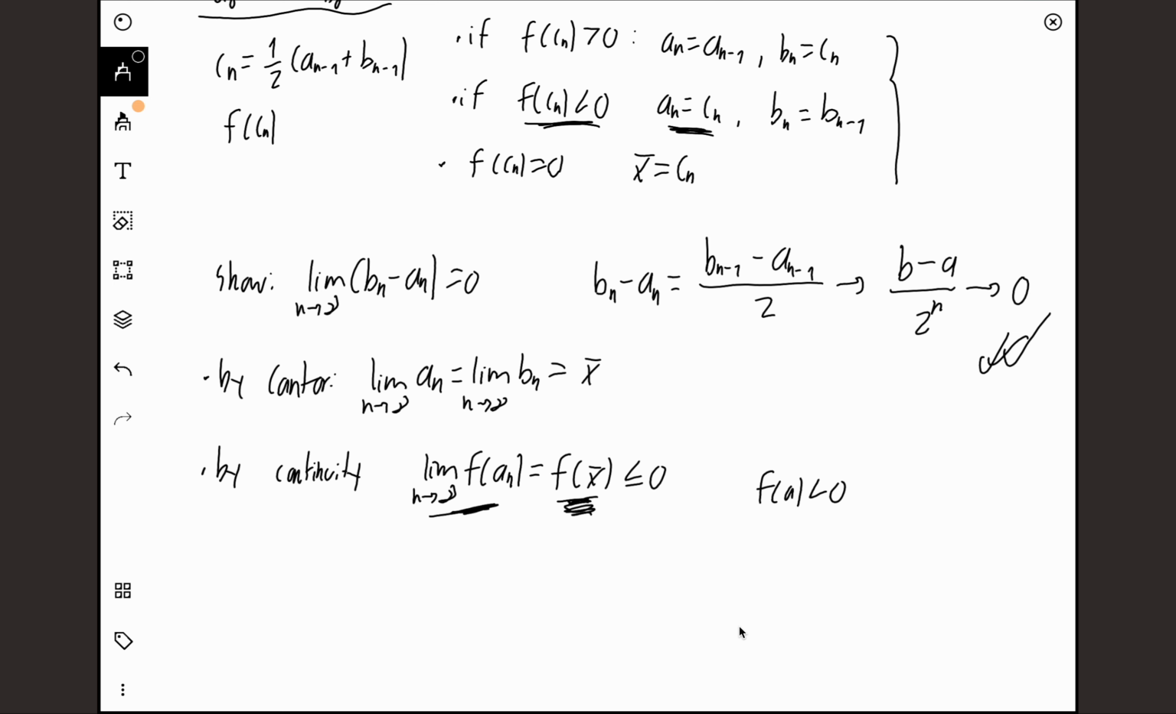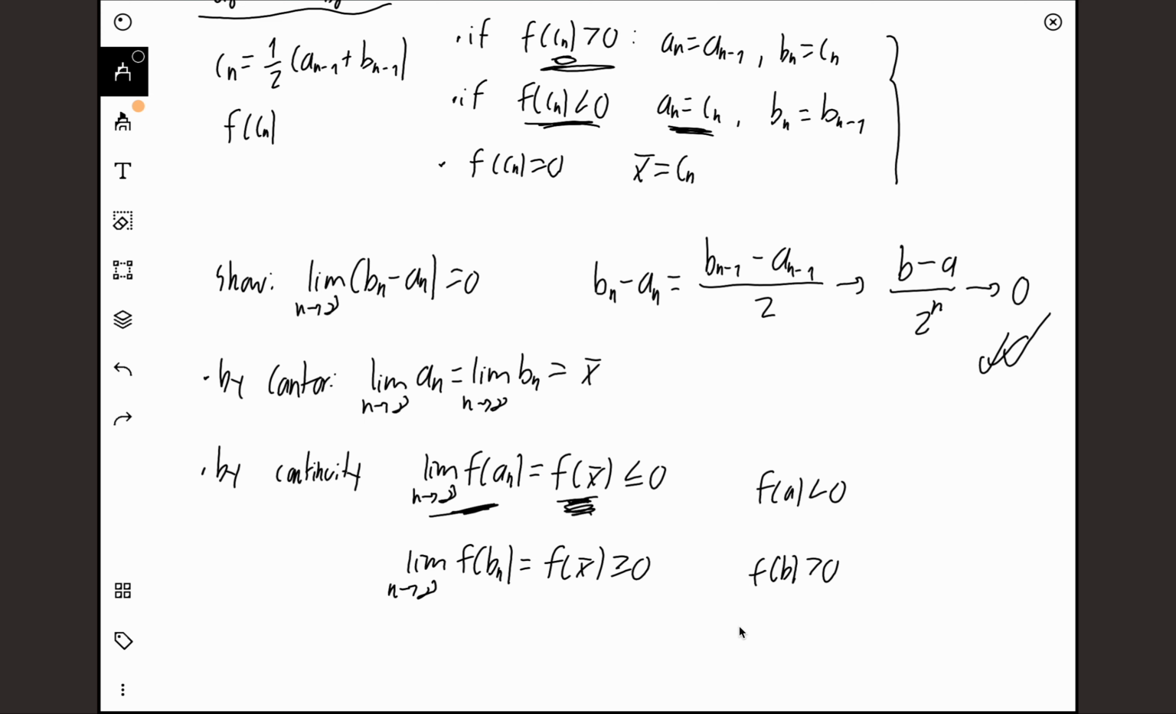And now we can say the same thing for b_n. We can say the limit as n goes to infinity of f of b_n equals f of that x value, but that's always greater than or equal to 0, because initially f of b was greater than 0, and we only add c_n to our b_n sequence if f of c_n is greater than 0. Because it's continuous, f at that limit will act the same way as the function when it's approaching the limit, so it will also have to be greater than or equal to 0.